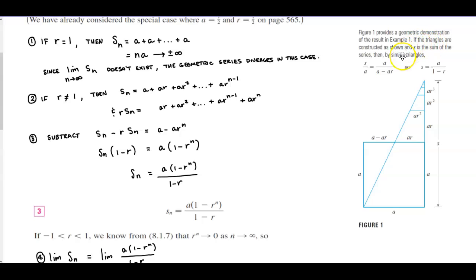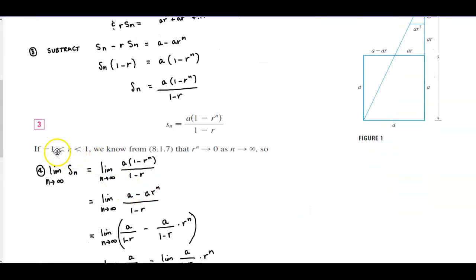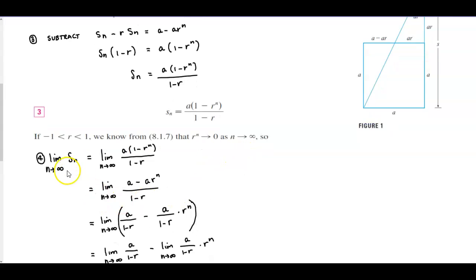If the triangles are constructed as shown and S is the sum of the series, then by similar triangles we can see that S is to a as a is to a minus ar. So then we would get S, which is equal to a over 1 minus r. Now, if r is between -1 and 1, and we know from 8.1.7 that r to the nth power approaches 0 as n approaches infinity, so now we can take the limit of this sequence as n approaches infinity.